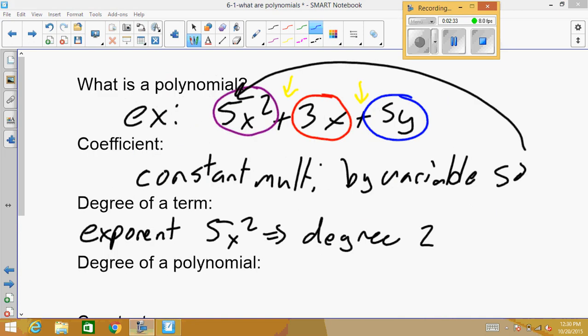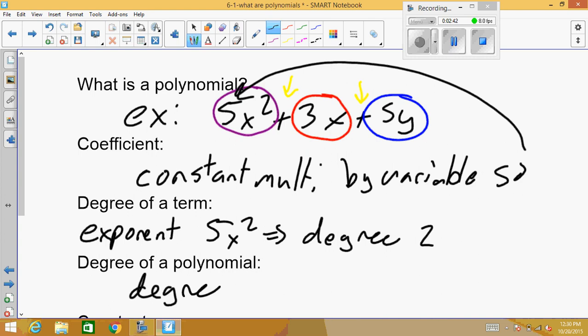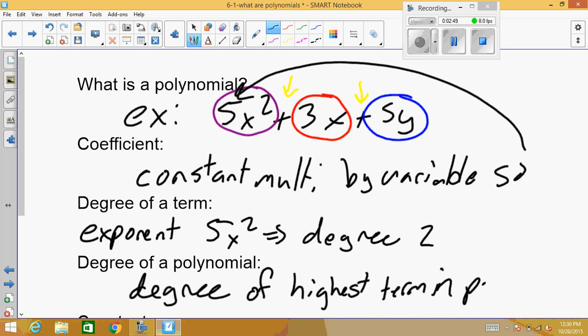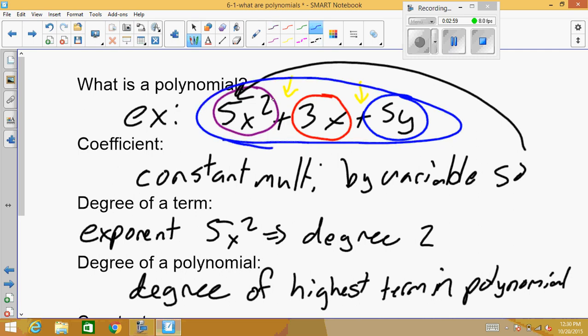Okay, so we've got the degree of a term down. Now, degree of a polynomial is the same as the degree of the highest term in the polynomial. So in our example up top, this polynomial right here has a degree of 2 because our first term has a degree 2, our second term has a degree of 1, and our third term has a degree of 1. So the highest degree is a degree of 2.